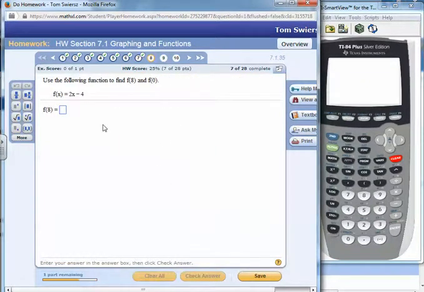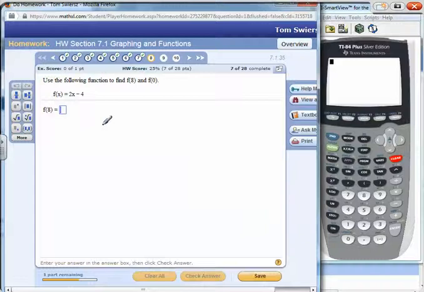Question number 8, okay. Use the following function to find f of 8 and f of 0. Now, this is simply finding the y value when we have a value for x, but we're using different notation. All right, let me show you what I'm talking about.